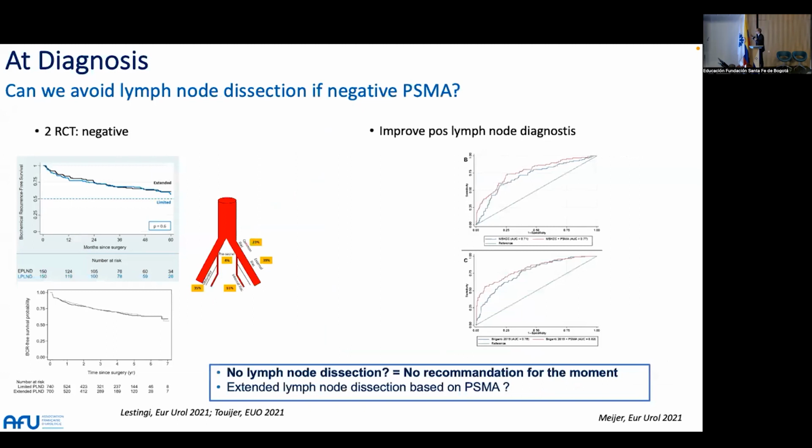Let's move to, again, at diagnosis. Can we avoid lymph node dissection because the PET PSMA is negative? The answer is no. We have to continue to do a lymph node dissection despite the fact that we have a negative PET PSMA, and this is well reported in this study.